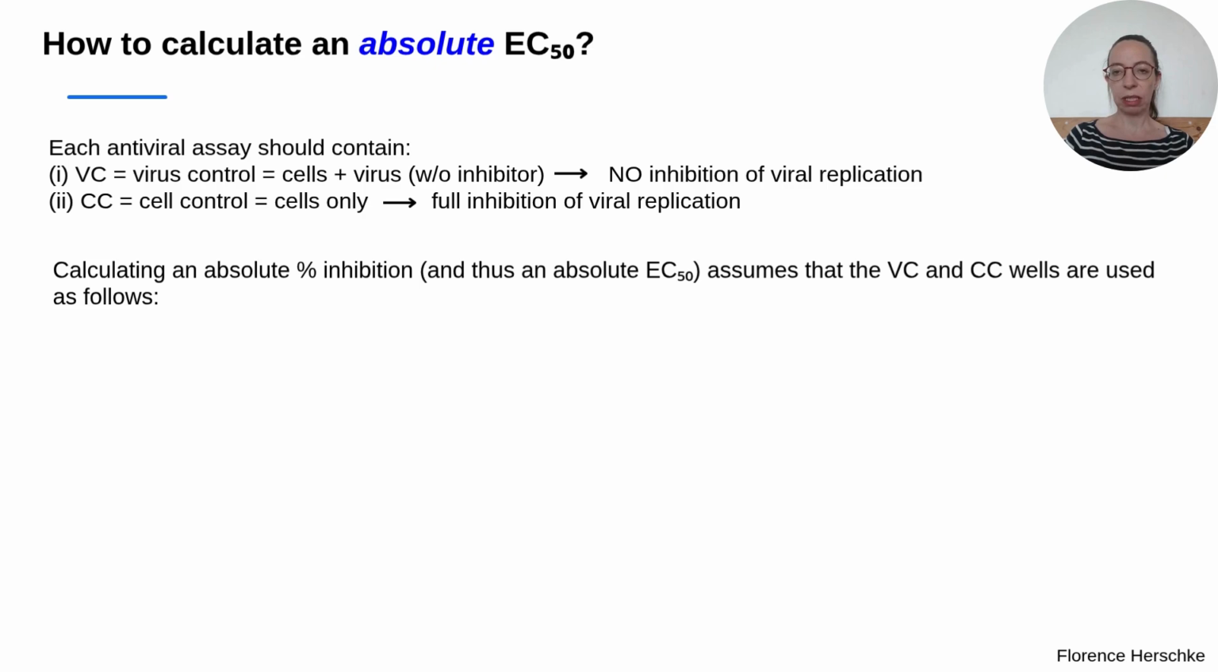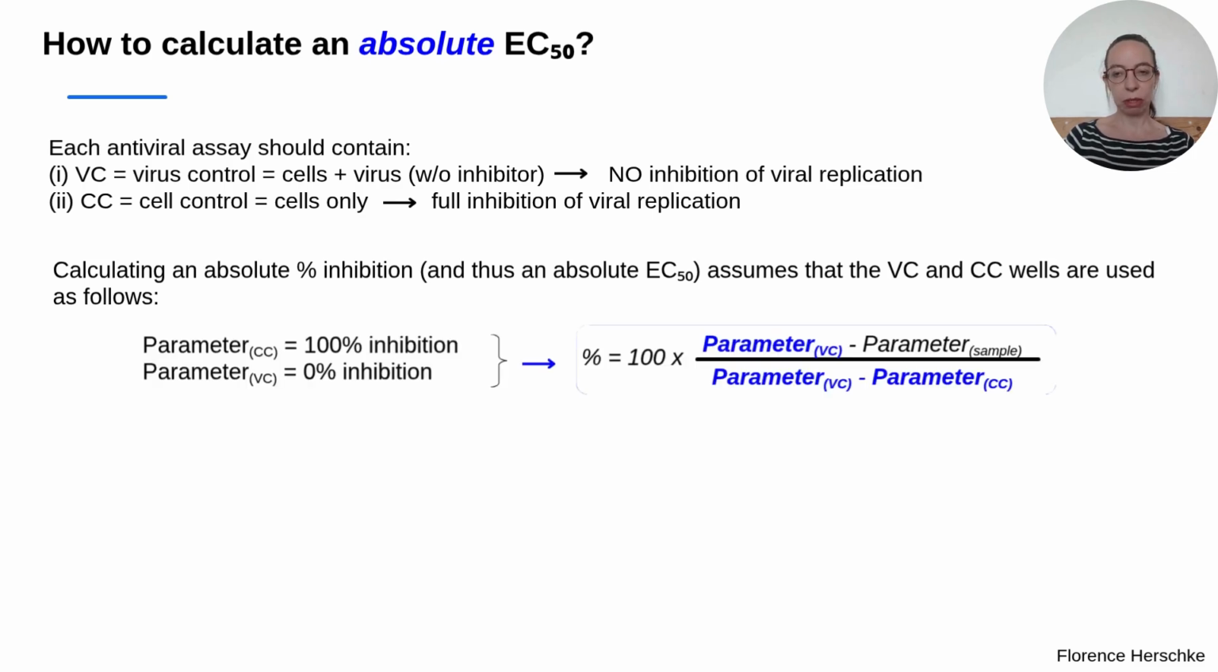From this, calculating the absolute percentage inhibition, and thus the absolute EC50, uses directly the values for the VC and the CC wells as follows. The parameter that you're measuring in the CC wells represents 100% inhibition, and the parameter you're measuring in the VC wells represents 0% inhibition. And then the absolute percentage inhibition is calculated as follows. It is 100 times the ratio parameter VC minus parameter sample divided by parameter VC minus parameter CC.